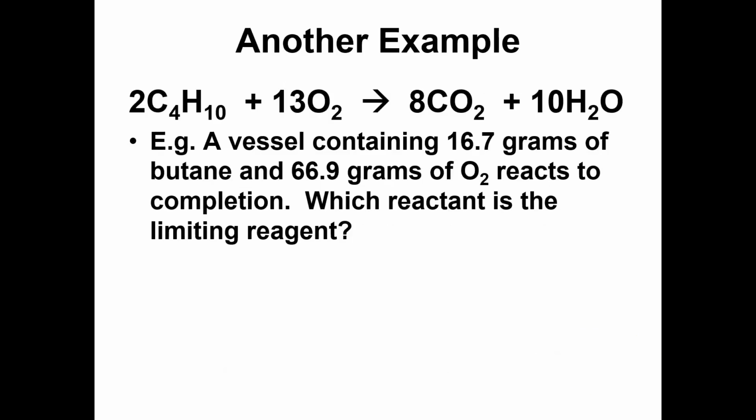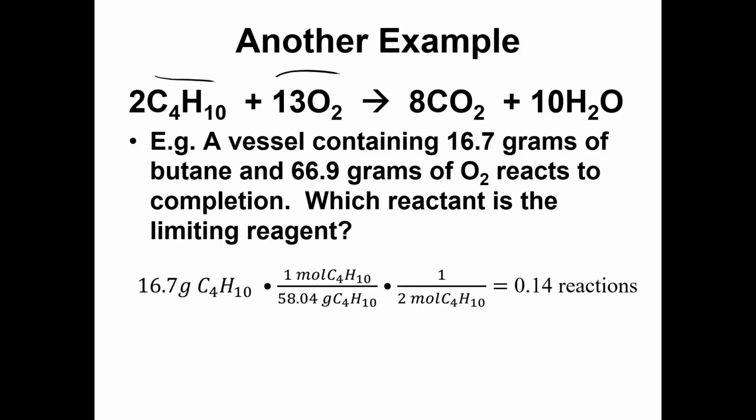Okay. So another example is the same idea. A vessel containing 16.7 grams of butane, one of the reactants, and 66 grams of oxygen, the other reactant. Which reactant is the limiting reagent? You would set it up the same way. I'm not going to write it out. I'm going to pull up the solution here and show you.